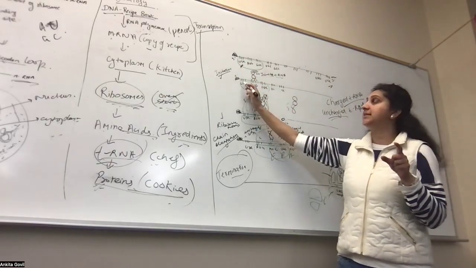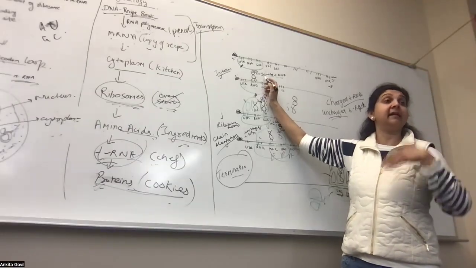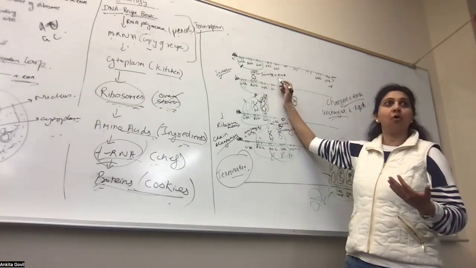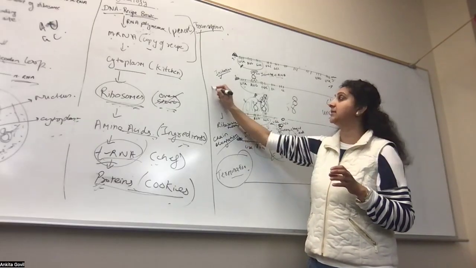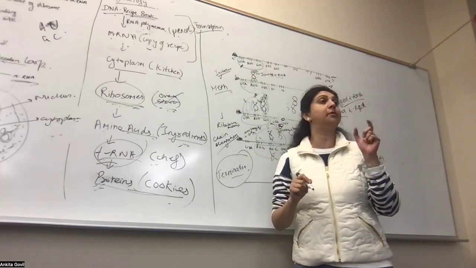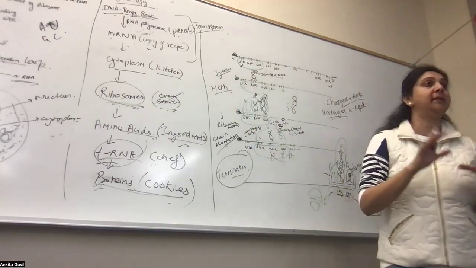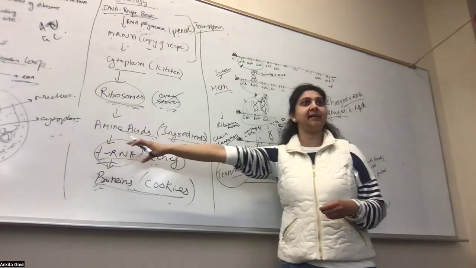Once it attaches itself, the initiator tRNA, meaning it initiates the process, will go into the cytoplasm. It's going to find methionine. Methionine is the start codon. Methionine is the amino acid that starts the whole process. So it's going to search for the methionine amino acid. It's going to bring it from the cytoplasm.